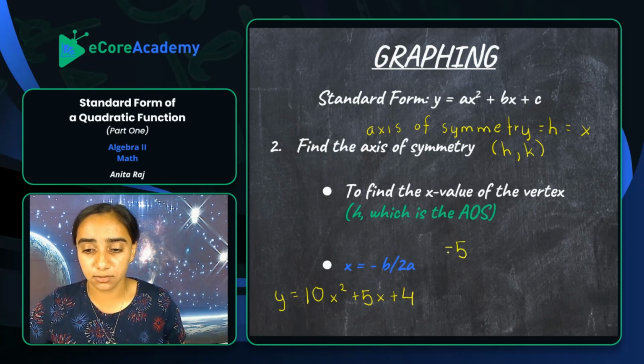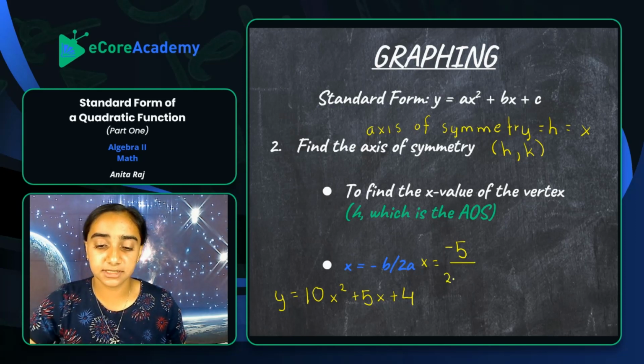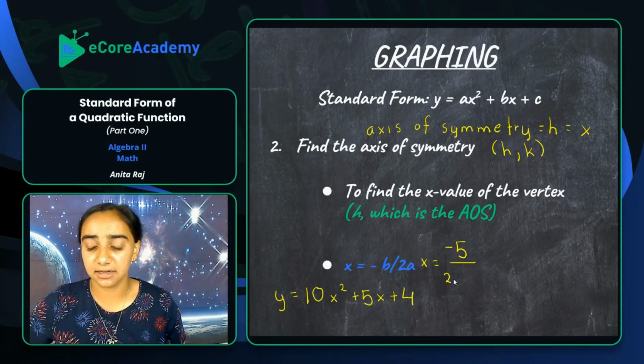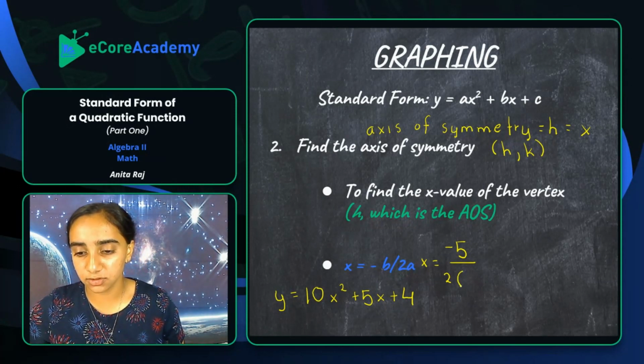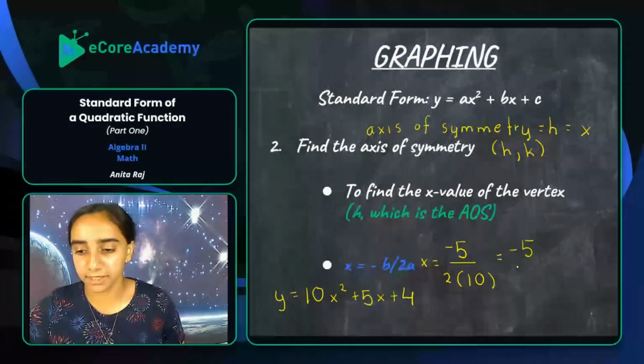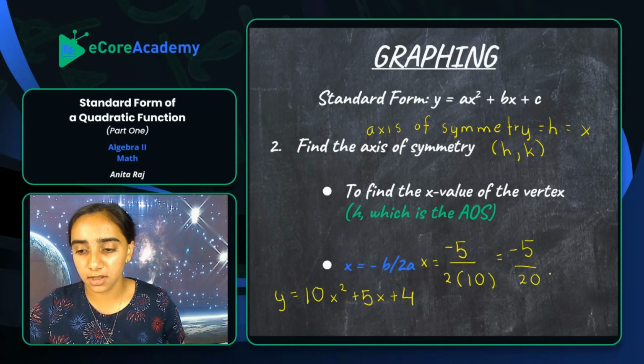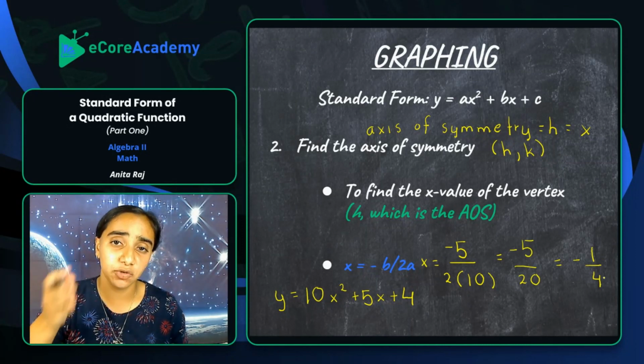So x is equal to negative 5 over 2 times the quantity of a. So what is a in this equation? A is 10, so 2 times 10. So that's what the b and a mean. And then we just continue: negative 5 over what's 2 times 10? 20. And then we get negative 1/4. And this is our x. This is the x value of the vertex.